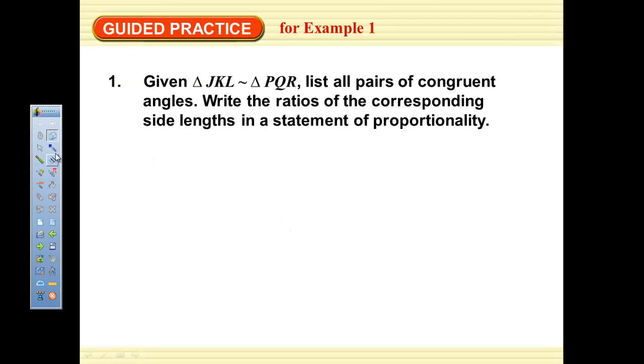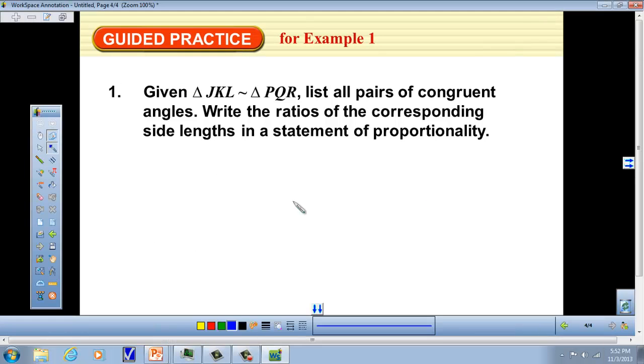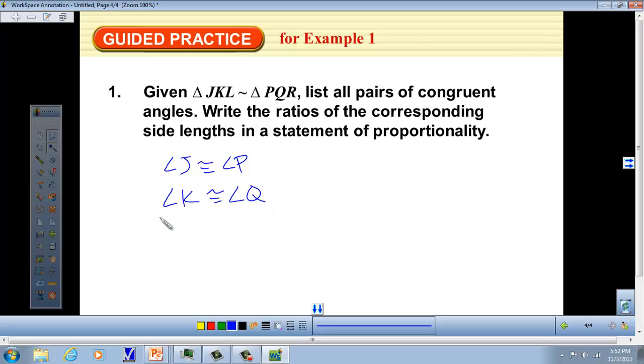Here's another one, same type of problem. We want to list all pairs of congruent angles. So that would be angle J matches up with angle P. So those are congruent. Because we know corresponding angles are going to be congruent. Corresponding sides are going to be proportional. So angle K is congruent to angle Q. And angle L is congruent to angle R.